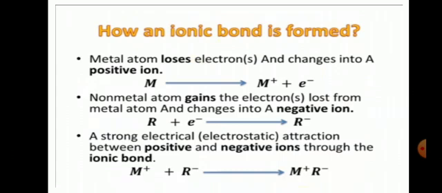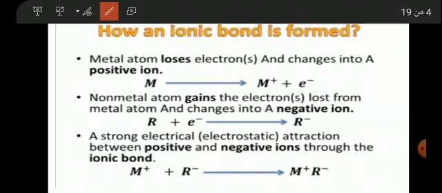Okay, how is an ionic bond formed? How do we get an ionic bond? Number 1, a metal atom loses electrons. Any atom, especially a metal atom, loses electrons and changes into a positive ion. So we must have an atom of metal. The atom of metal will lose the electrons of the outermost energy level and change into a positive ion. M is considered the metal atom, and it will lose electrons in the outermost energy level.